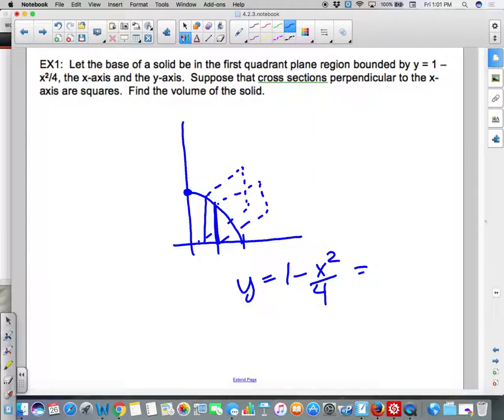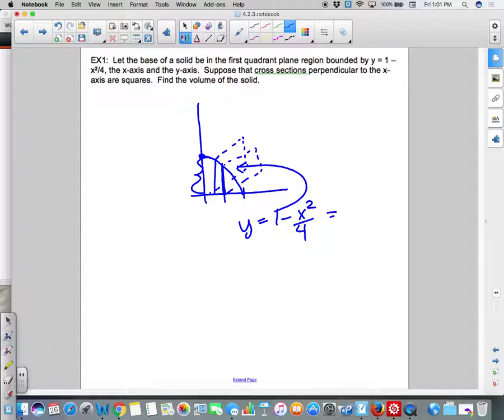So the side of the squares is how much? How much is this length right here? It's 1 at the beginning. How much is it as I go down the curve? Well, how high is this? 3/4. Oh, I thought it was at 1. My bad. What's the height of this? That's y, right? That's 1 minus x squared over 4. So each of those has a height of 1 minus x squared over 4, so the length of the side is 1 minus x squared over 4. The area of the square is side squared, so you're just going to integrate side squared.